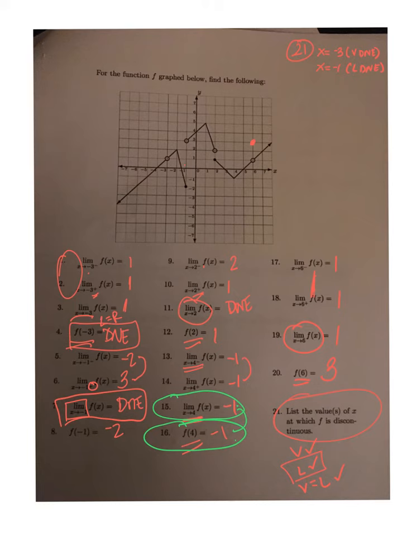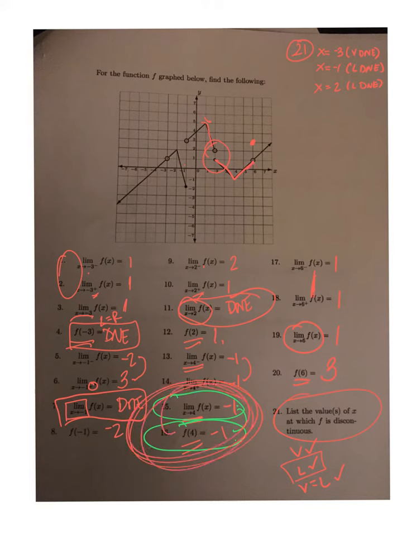Let's look here at 2. At 2, the limit didn't exist. There is a value, but the limit does not exist. Let's continue. Well, at 4, there was a value and a limit. They were the same, so that is continuous.